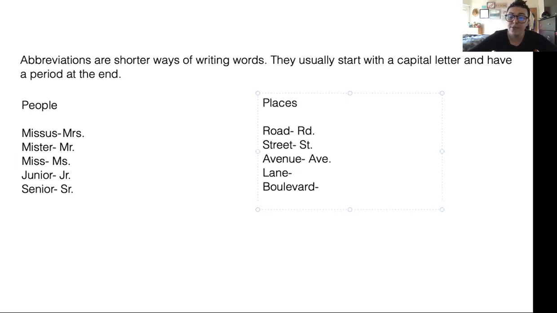Lane, like if you live on Canterbury Lane, LN period. And then boulevard. Morrissey Boulevard is a boulevard. Boulevard is 4 letters. It's BLVD. So we have these ones for places. So people and places are 2 other things that we sometimes abbreviate to make it easier to write them or type them out.